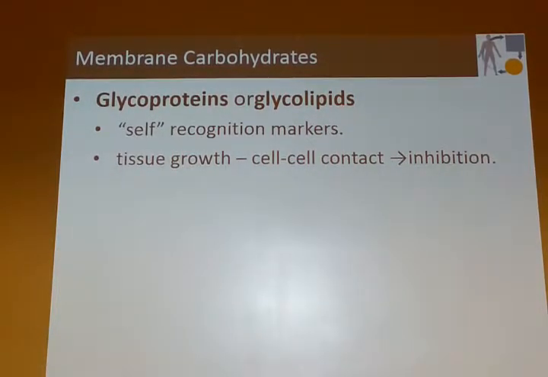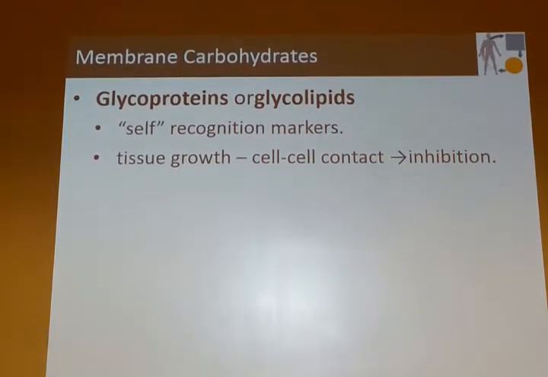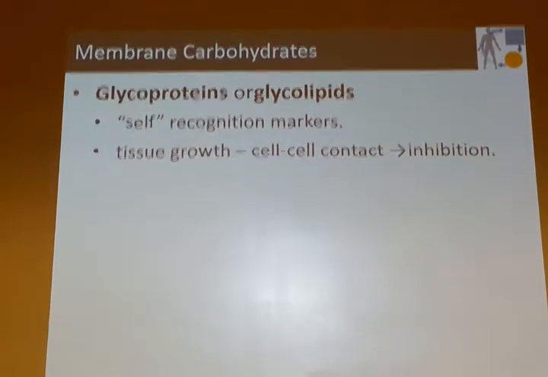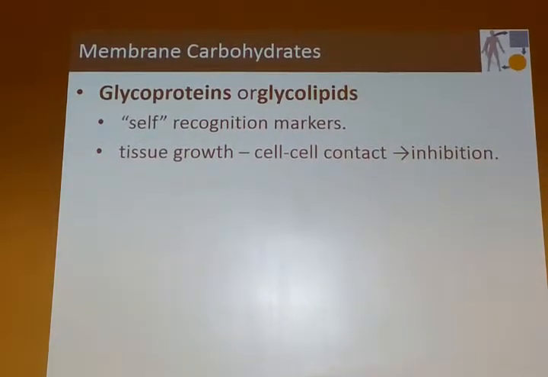They can be used as self-markers so that the immune system knows this cell belongs to you. If you transplant my cells into your body, your immune system will see my markers as foreign and attack it. That's what happens in an organ transplant.